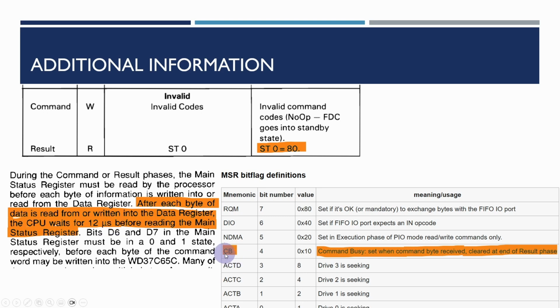And then the other bit of data here, command busy, is set when the command byte is received and cleared at the end of the results phase. So you'll see that when we're collecting the results from the floppy disk controller, it's only when the last result byte is returned that this will get cleared.